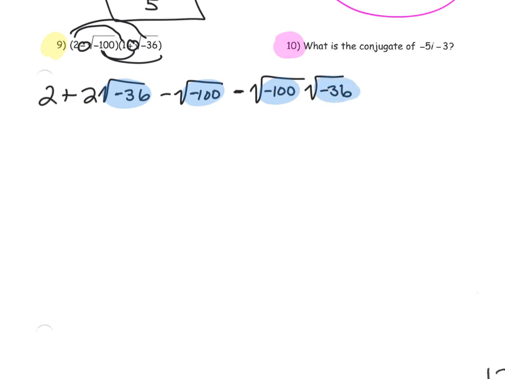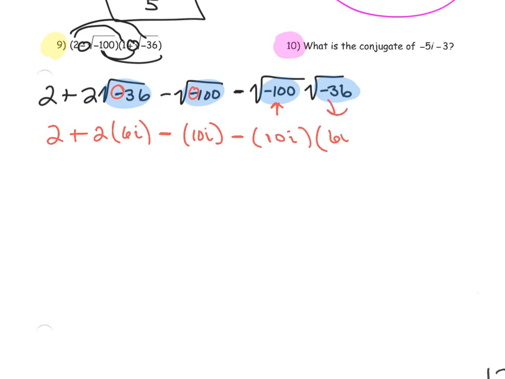All right, so I have 2 plus 2 times, well, the square root of 36 is 6, but there's the negative out front, so it has to be 6i. Minus, again, the square root of 100 is 10, but there's that negative here, so it's 10i. Minus, again, the square root of 100 is 10, but we have a negative under the radical, so it's 10i. And then lastly, the square root of 36 is 6, but there's an imaginary value because of the negative underneath, so we need to include that.